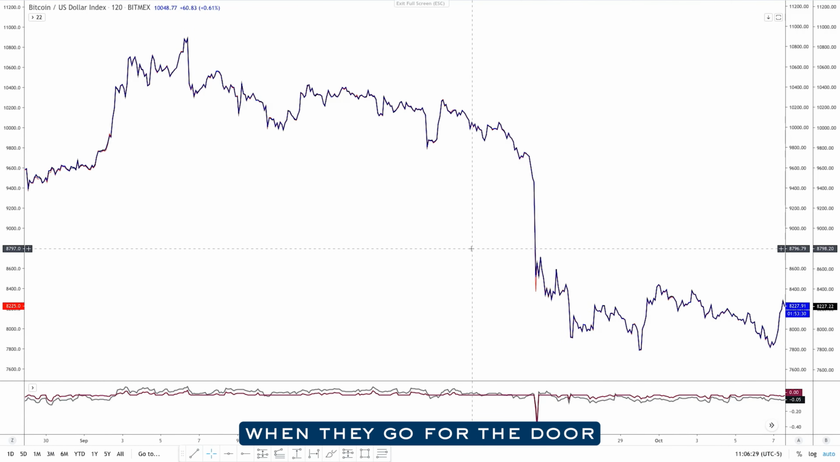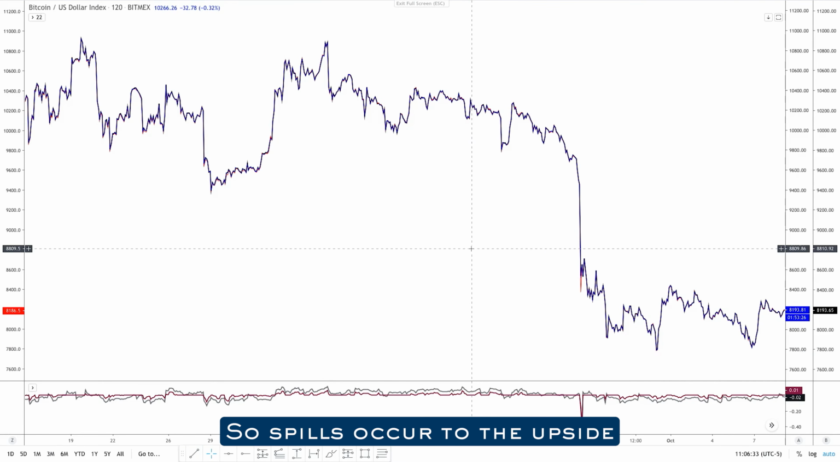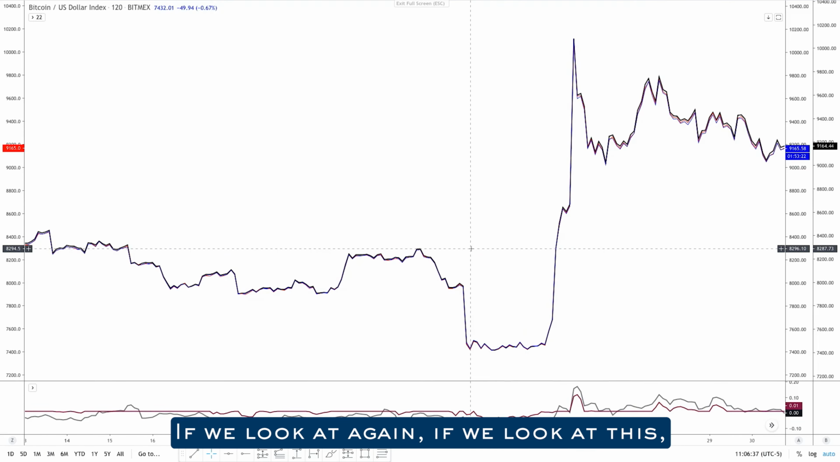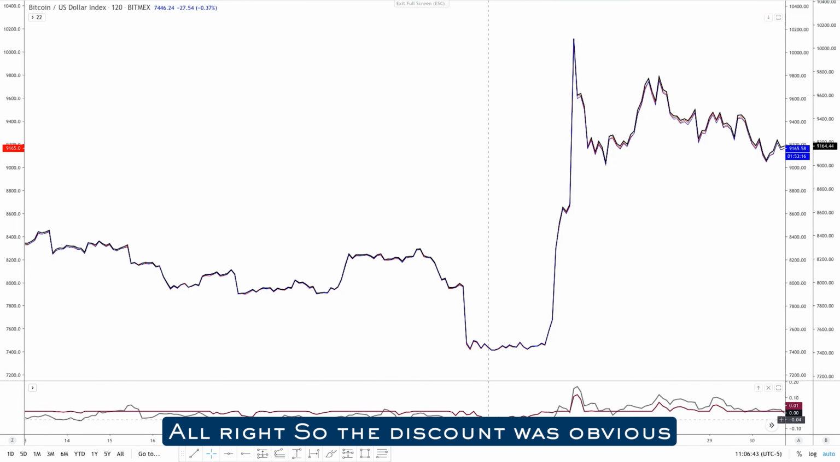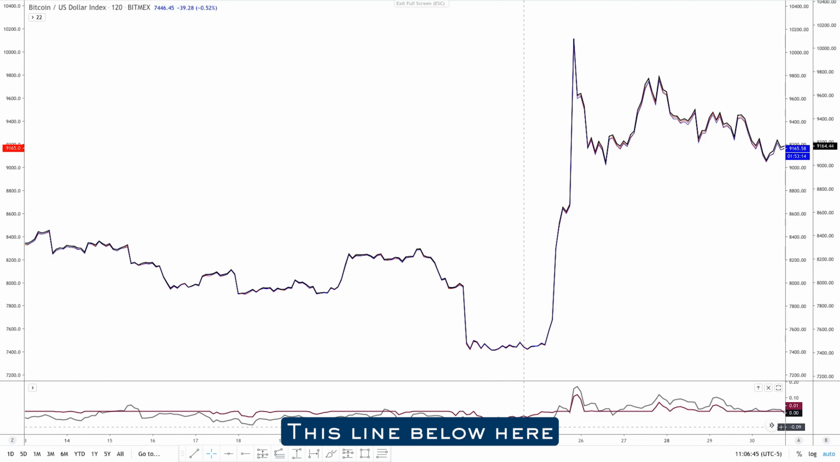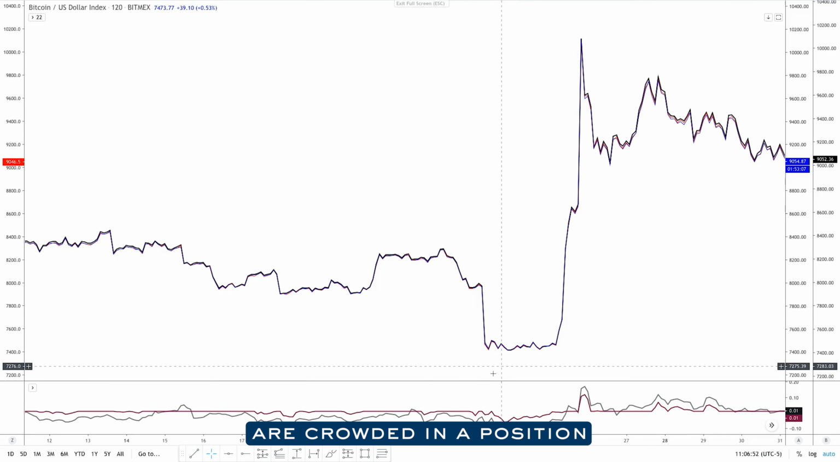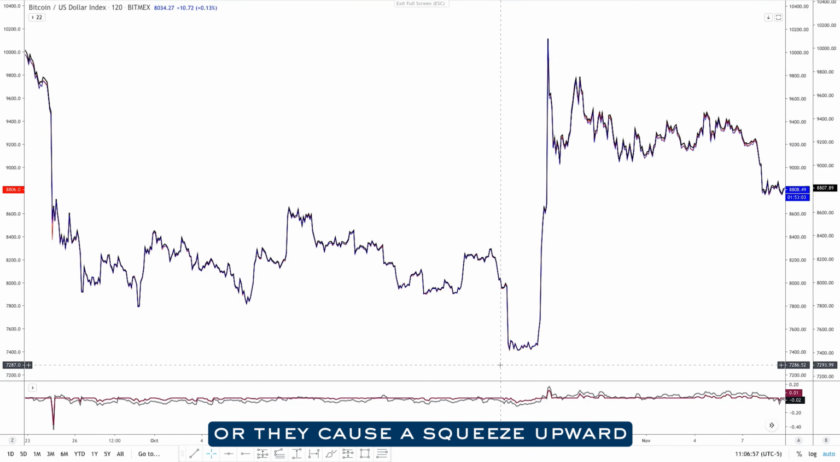And again, when they go for the door all at once, then that's when you have these large spills, right? So spills occur to the upside and to the downside though, right? So down here, if we look at this indicator, we see that the discount was obvious, all right? So the discount was obvious, this line below here, being negative. And in this case, when all of these shorts are crowded in a position and they have to go for the door, then they have a squeeze or they cause a squeeze upward.